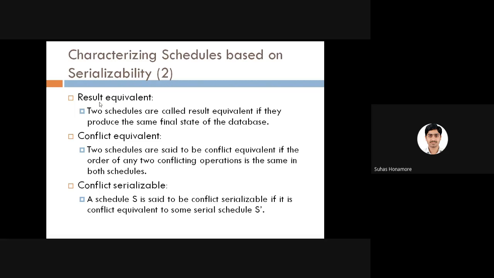Next is result equivalent. Two schedules are called result equivalent if they produce the same final state of the database. After executing the two schedules, if the database is in the same state, we say both are equivalent.